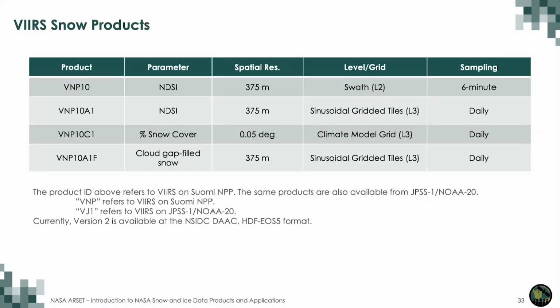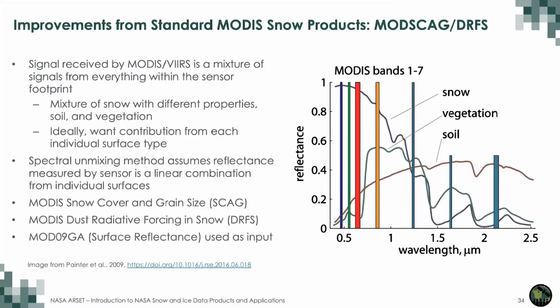And again, there's the swath data. These are broken up into 6-minute intervals, different than the MODIS 5-minute. The resolution's a little bit different, but then it also has these sinusoidal gridded tiles, the climate model grid, and then a gap-filled product also for daily that uses ancillary data and filling methods to give you a cloud gap-filled product.